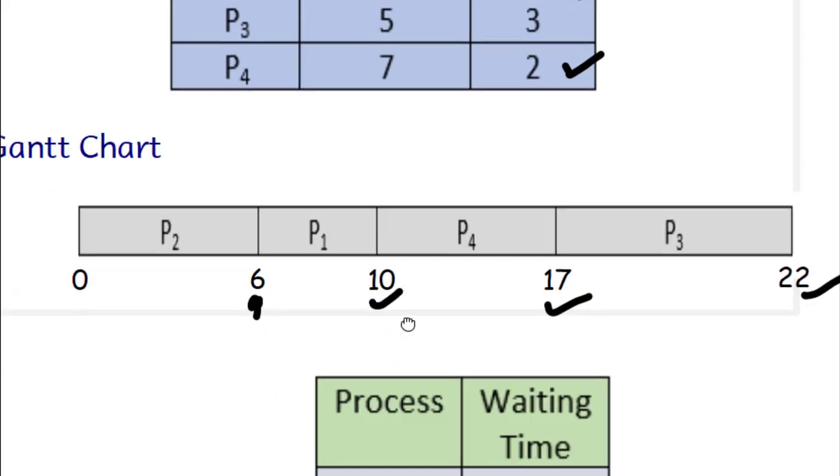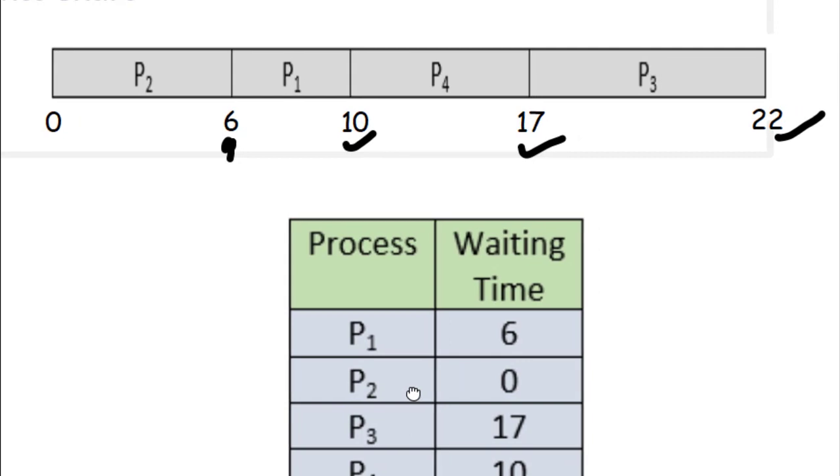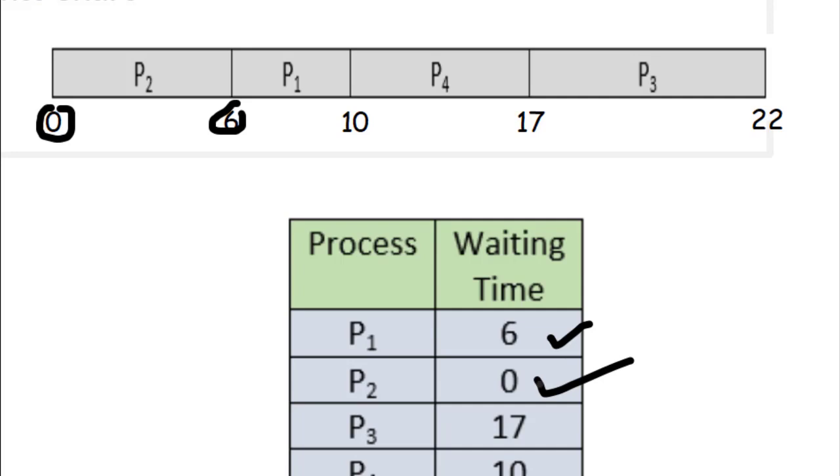Now we first find the waiting time for the individual processes. How to find the waiting time? We have to see where the process starts. P1 starts from 6, so it has to wait for 6 milliseconds if we consider the time as milliseconds. P2 has to wait for 0 milliseconds. It is executed first, so it doesn't have to wait any time. P3 starts from 17, so this is the waiting time for P3. And P4 starts from 10, so this is the waiting time for P4.